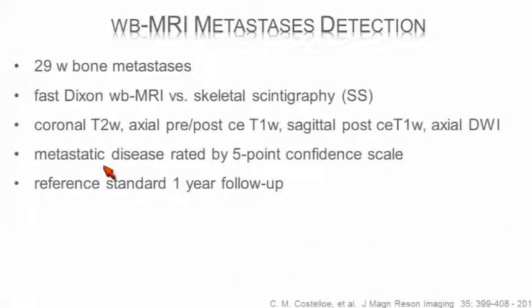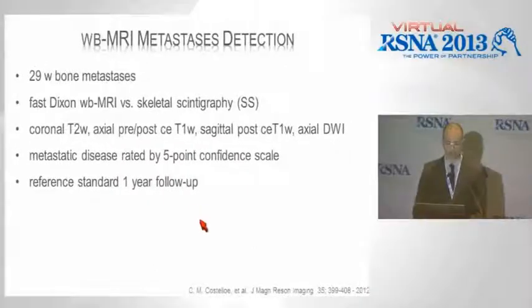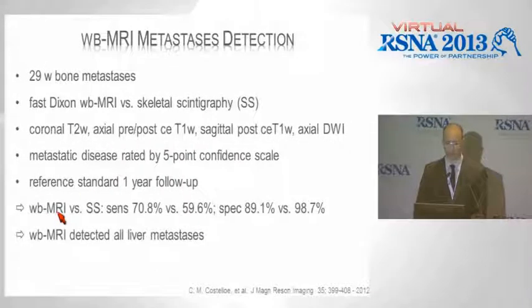And this particular study, using a more modern approach with a fast Dixon technique, basically found that whole body MRI versus skeletal scintigraphy was actually better in terms of sensitivity, but slightly less in terms of specificity. The added value here was that whole body MRI detected all the liver metastases.